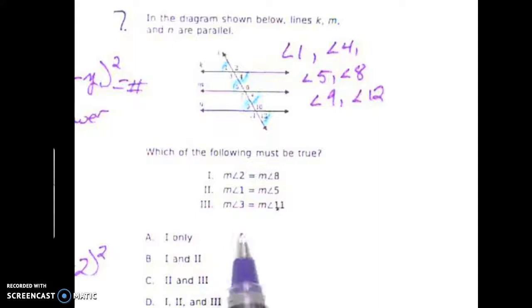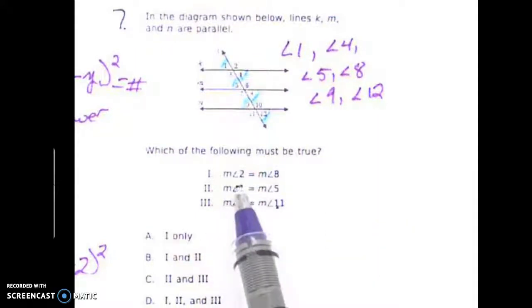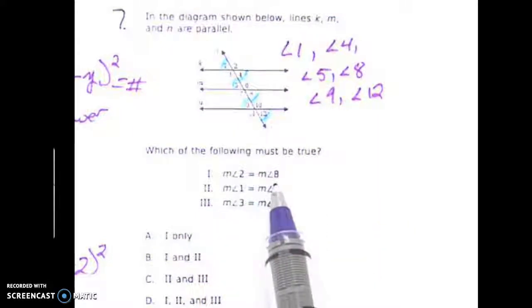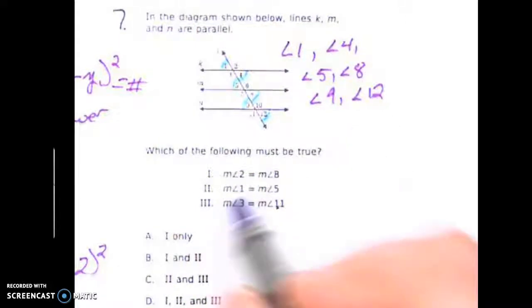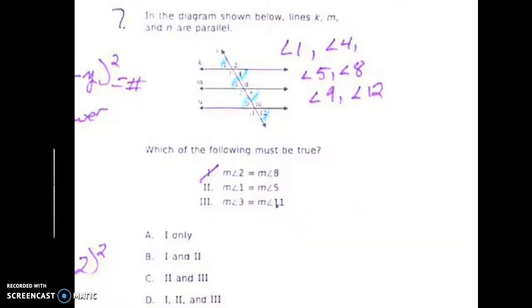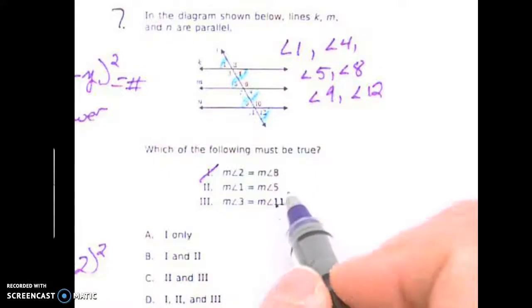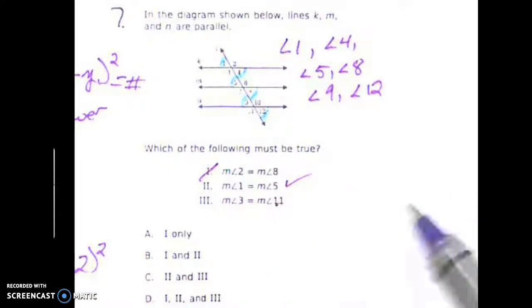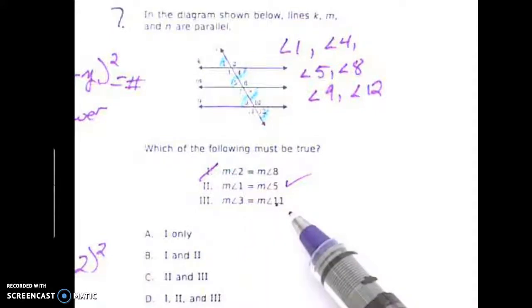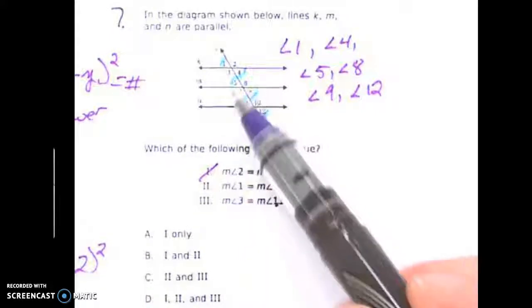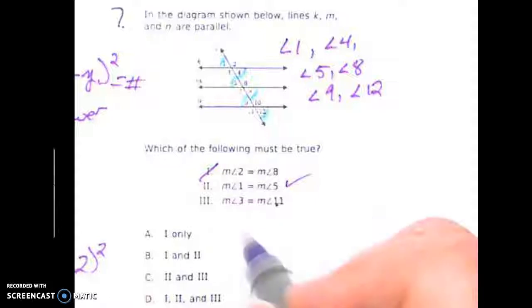So if I'm looking to say what must be true, is the measure of angle 2 going to be the same as the measure of angle 8? No, because 8's one of these and 2 is one of those. So definitely not statement 1. Is the measure of angle 1 going to equal the measure of angle 5? Yes, they're 2 of the ones that I wrote down here. Statement 3, is the measure of angle 3 going to be equal to the measure of angle 11? Yes, because there's 2 of the ones I didn't write down there.